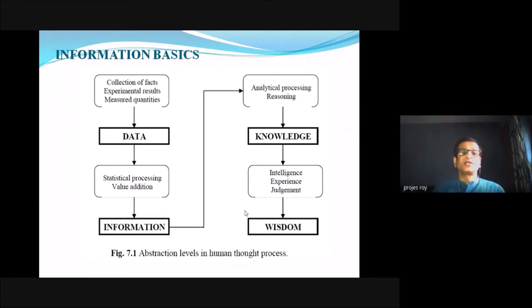Now, here is information as a basic. Here you can see the collection of facts, experimental results, measured quantities, data; statistical processing of the values, it becomes information; then analytical processing and reasoning of the information, it becomes knowledge; and knowledge, intelligence, experience and judgment become wisdom. So that's the basics of information. Abstraction levels of the human thought process. Everybody thinks in that way.